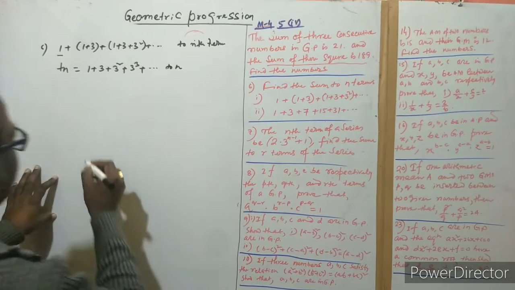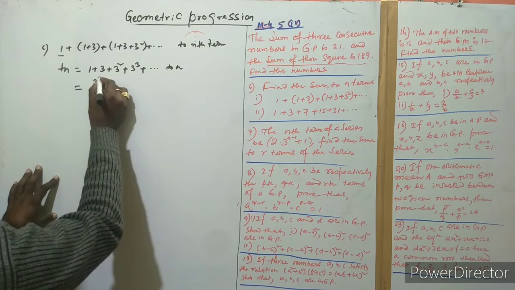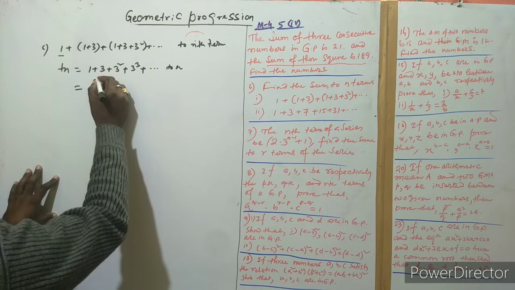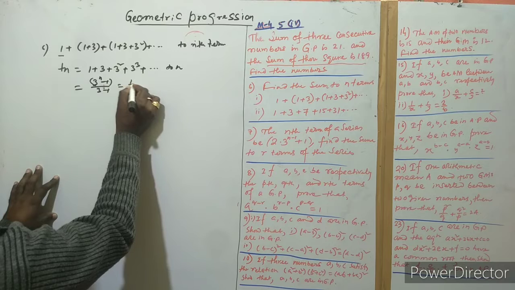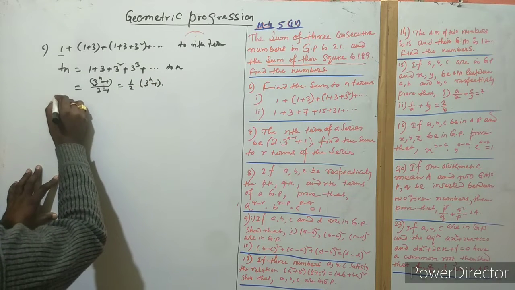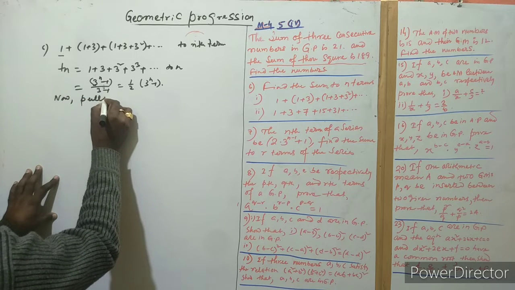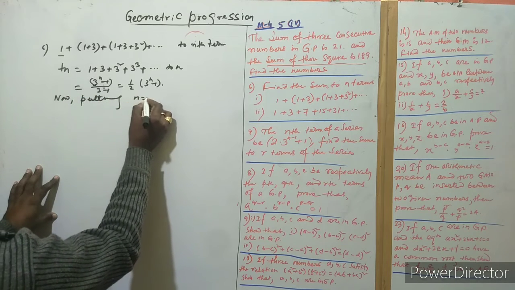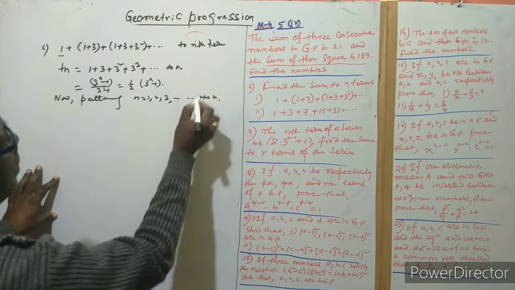2n. Okay. So the sum of that series, the ratio being 3 to the power n minus 1 by 3 minus 1, that would be 3 to the power n minus 1. Okay, now putting n equal to 1, 2, 3 up to n, then we get the sum.